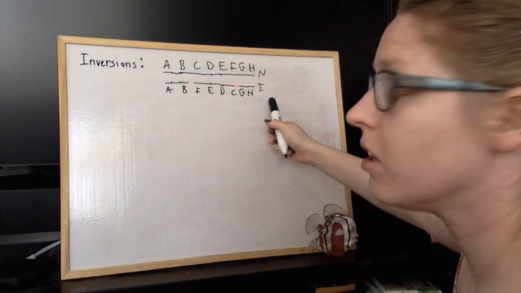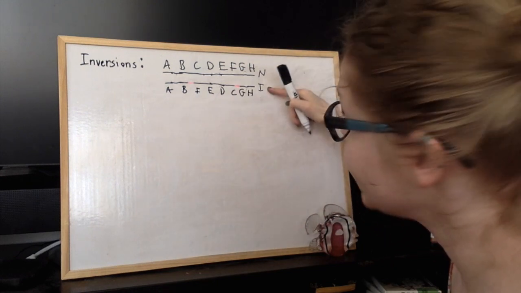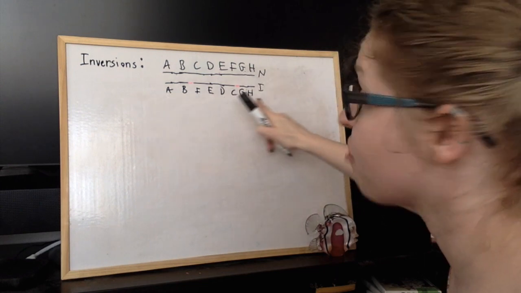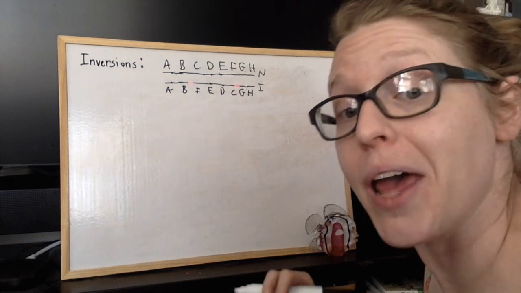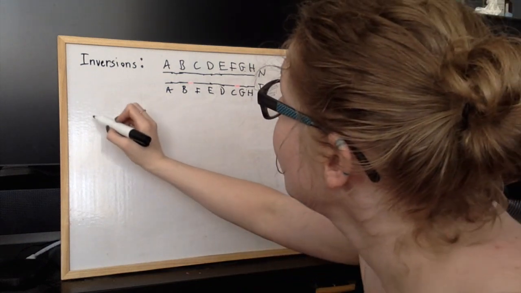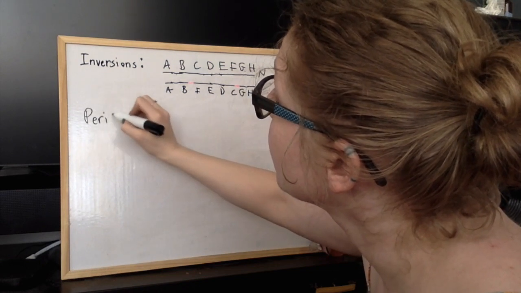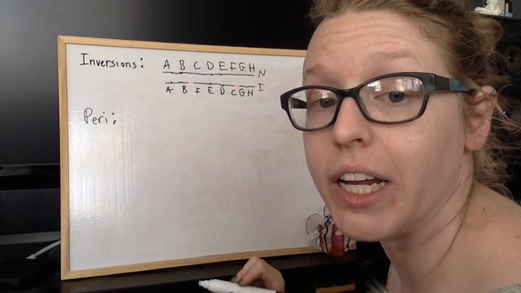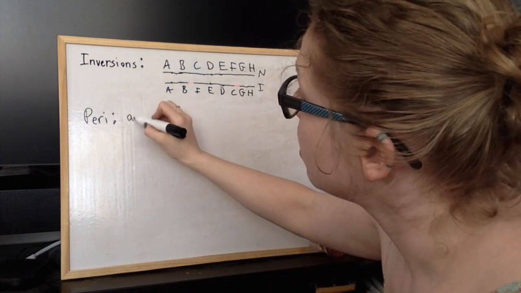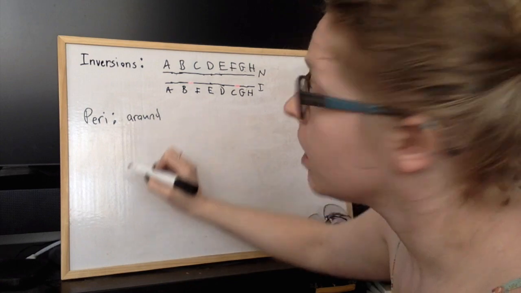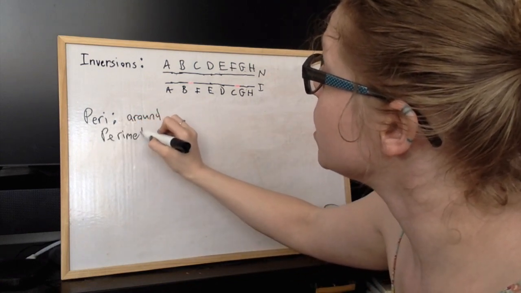This is our example chromosome we talked about. This is the normal one. This is the inverted one. I haven't drawn a centromere yet because we're going to talk about paracentric and pericentric. So, pericentric. Peri means around. Examples are perimeter.